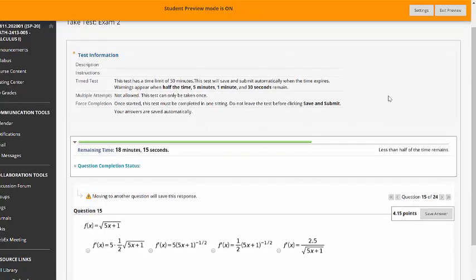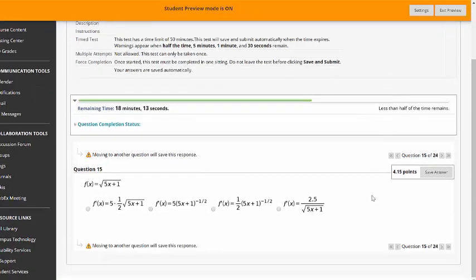All right, here we go. This is a chain rule. The derivative of the square root of 5x plus 1. Let's go ahead and work through this one.